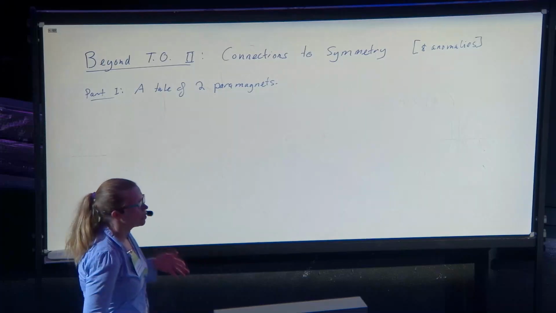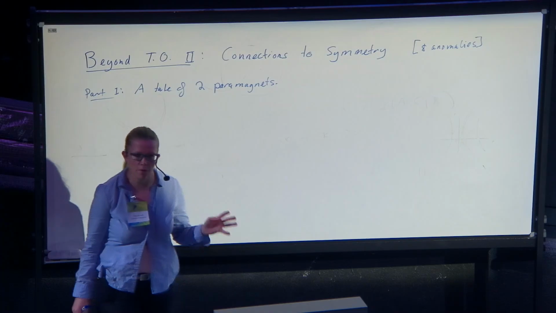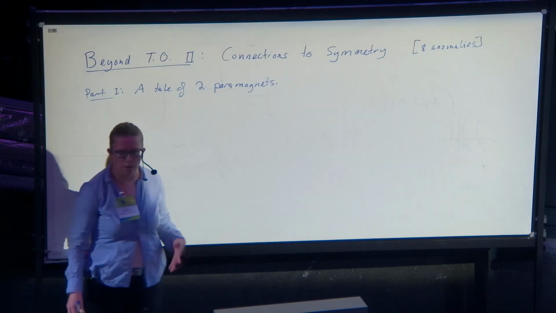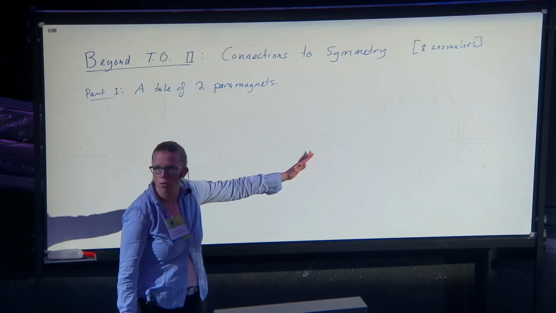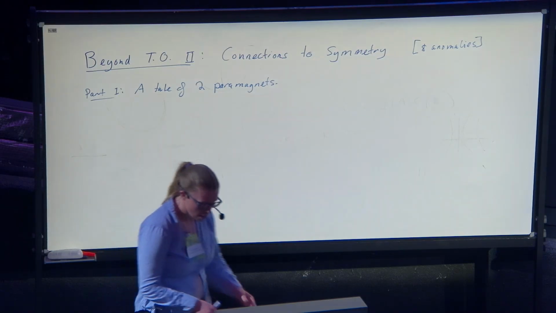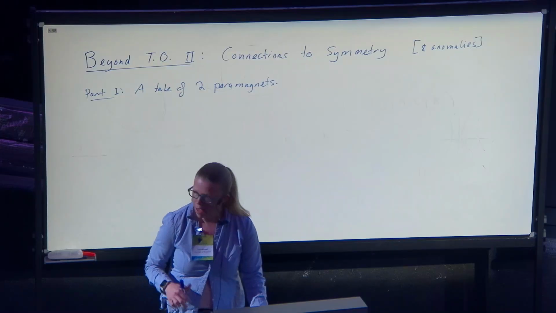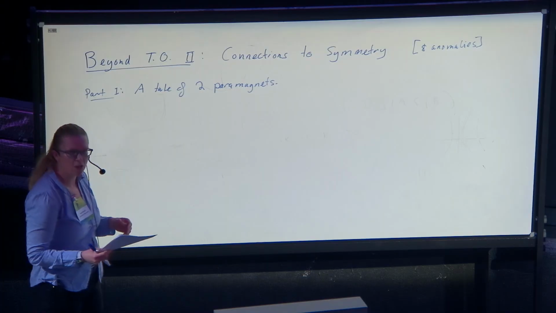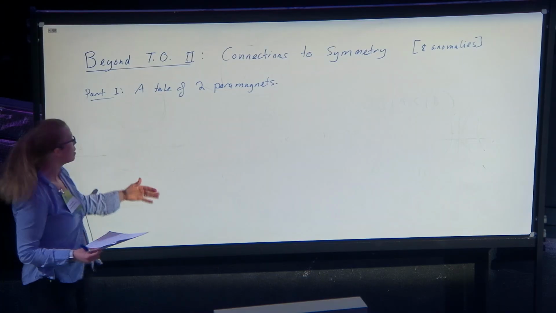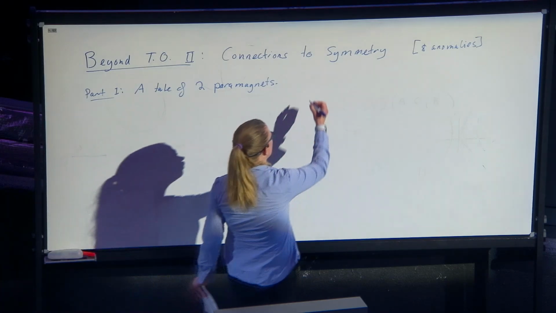Connections between the kinds of topological field theories and lattice models that I've been talking about, and symmetries, and also anomalies, okay? So that's the theme of today's lecture. And I'm going to start, rather than saying general words, by illustrating this theme with a very particular story, which is a tale of two paramagnets.